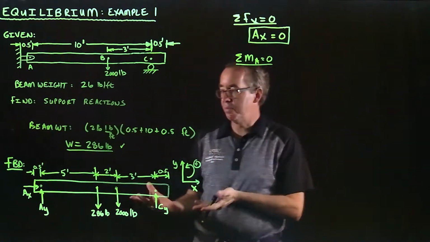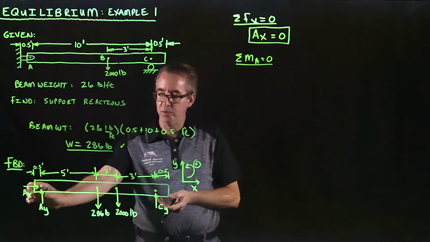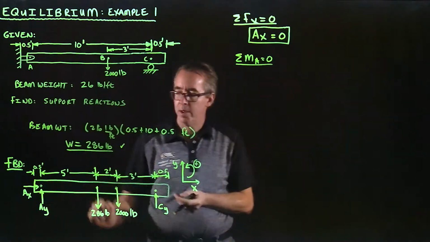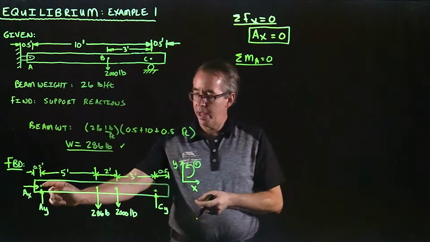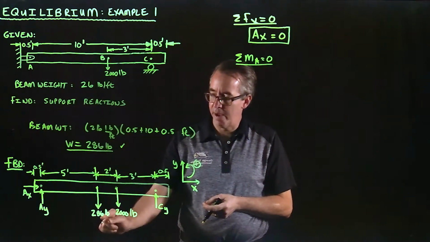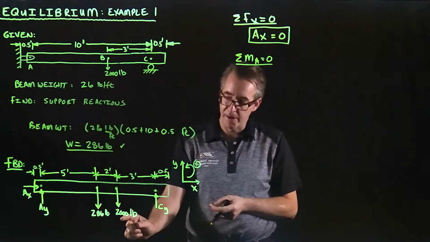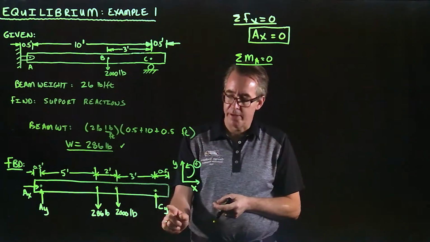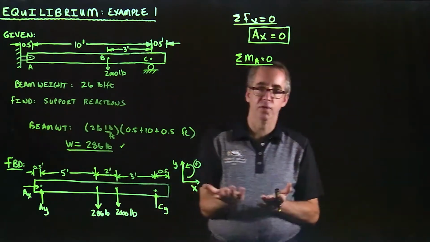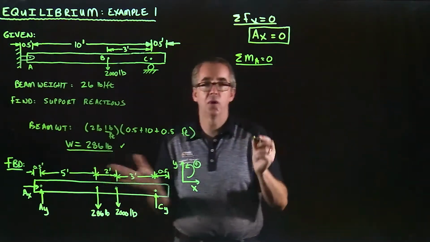Now the reason I'm choosing point A is because at this point you have two forces going through that point, AX and AY. So by taking the moment about point A, I essentially can use the fact that I know the 286 pound force at some distance, the 2,000 pound force at some distance, and I can isolate those known values with the unknown CY and solve for CY.